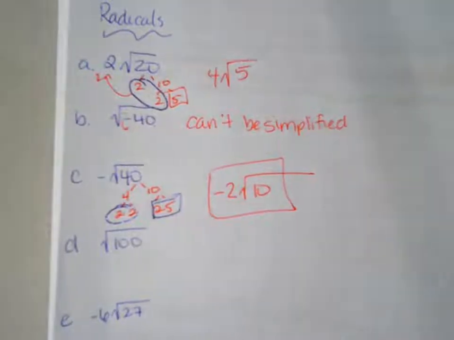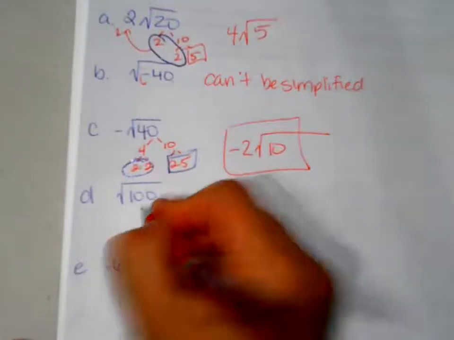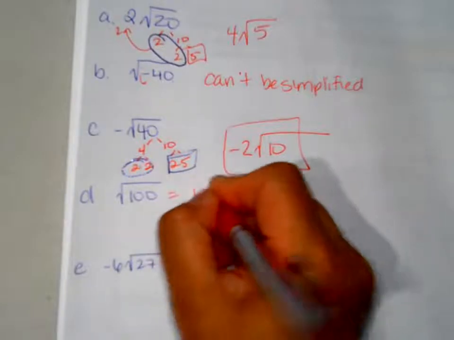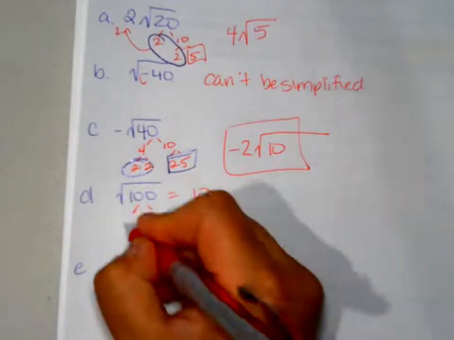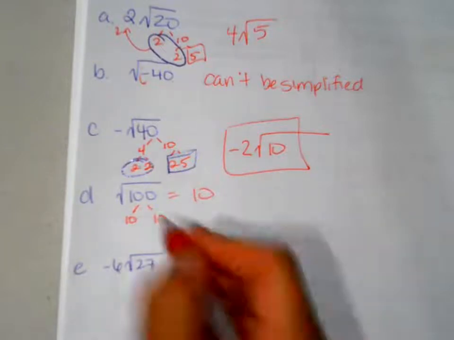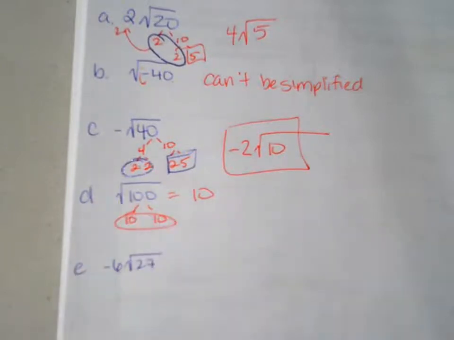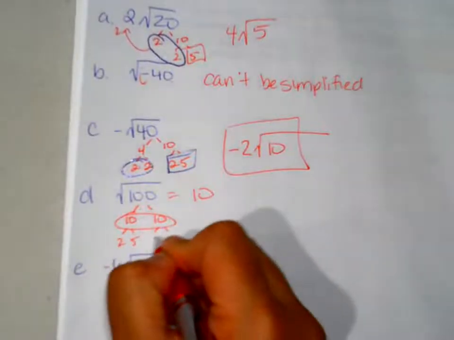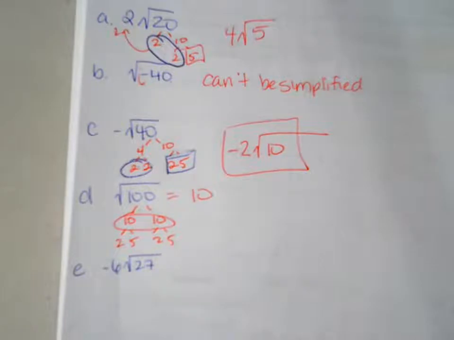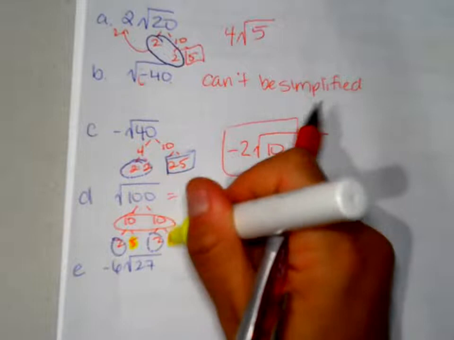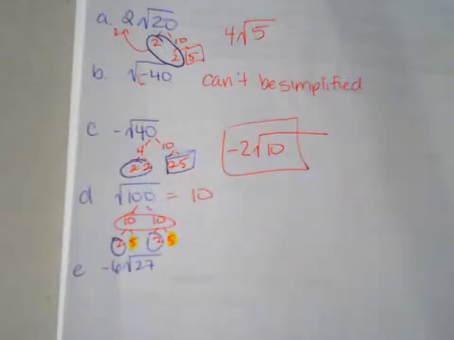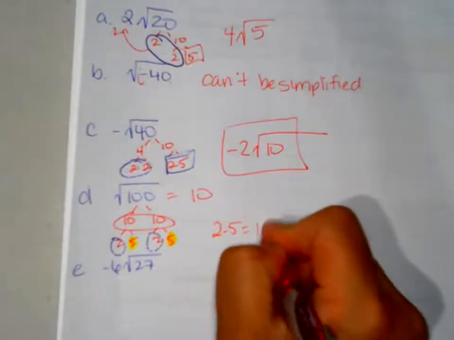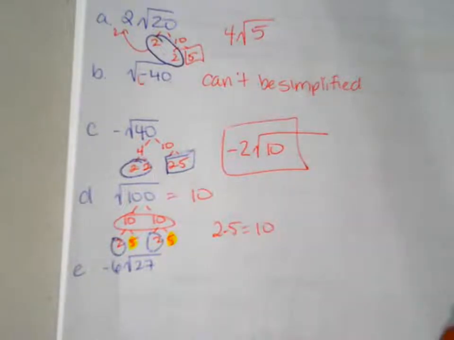Oh, look, a perfect square. Hopefully you guys can see that that is 10. If you don't, you know, 10 times 10 is 100. You have a pair of 10s and it comes out. If you didn't see it there, you can break it down: 2 and 5, 2 and 5. You have a pair of 2s, a pair of 5s. It comes out, 2 times 5 is equal to 10.